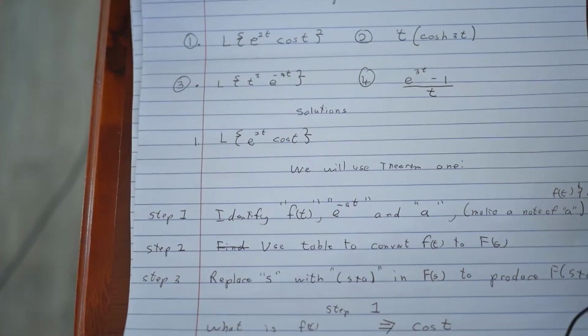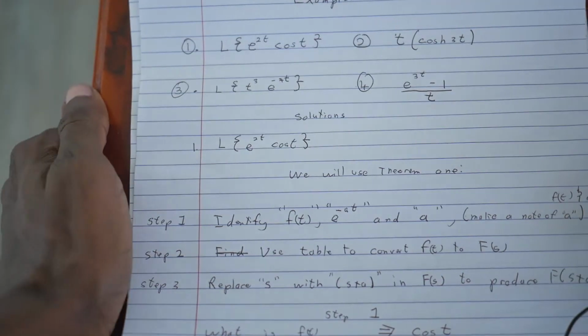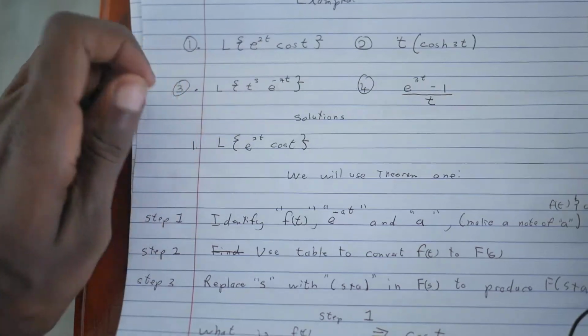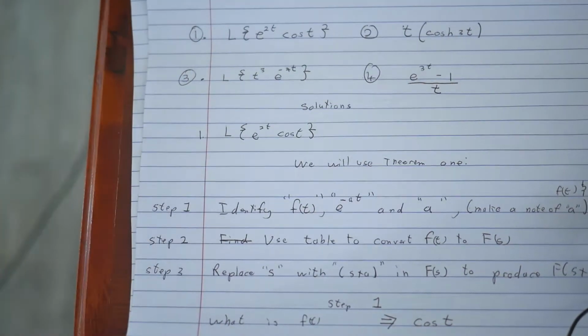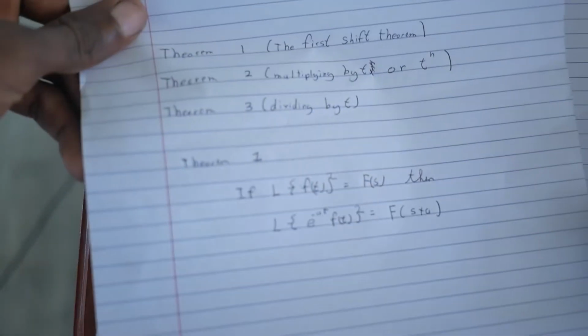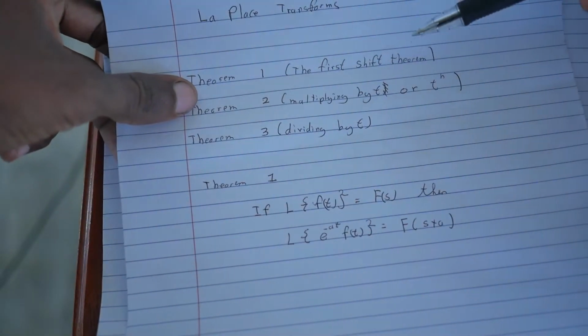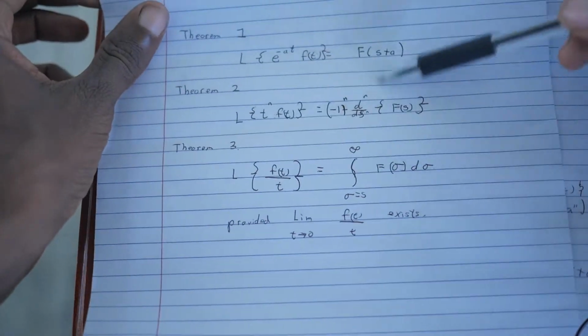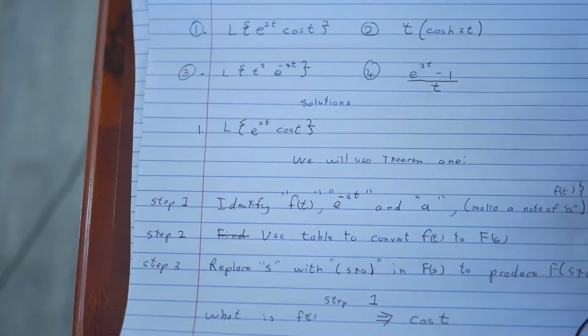Okay, class, let's do these questions. Question 1, e to the 2t multiplied by cos t. Now, these are the theorems: 1, 2, 3, 4. E to the at times something, multiplying by t or dividing by t. These are the formulas for the theorems.